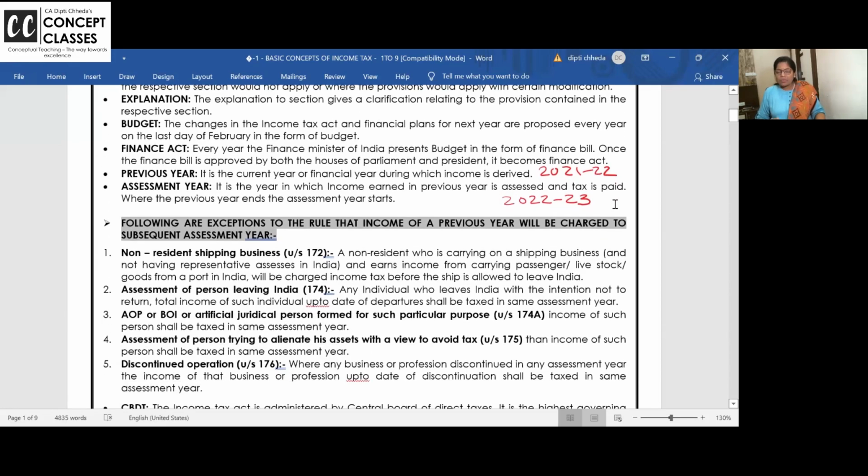Right. Now, once again I want to repeat, whatever I am earning in 21-22, my income, once 31st March 22 is over, I assess and pay tax in July 22. So in the next year, I am assessing and paying the tax of the previous year's income, and that next year is called the assessment year.